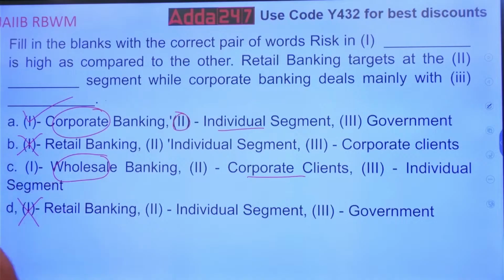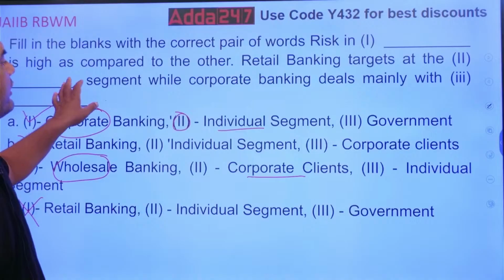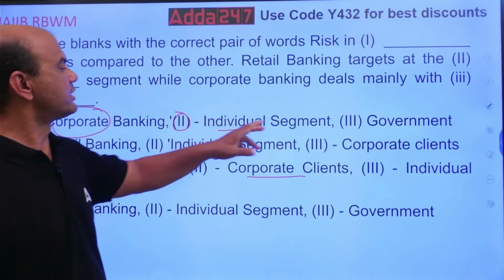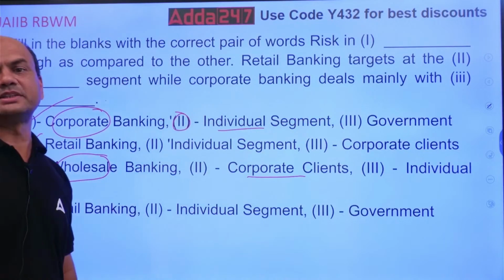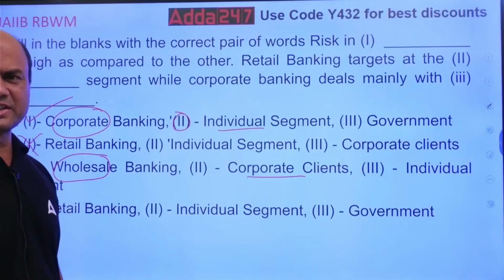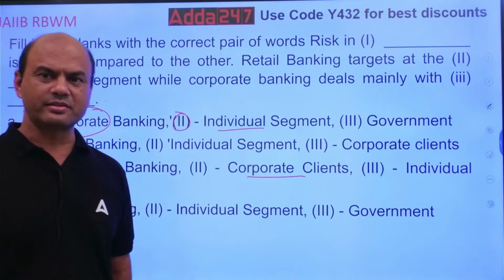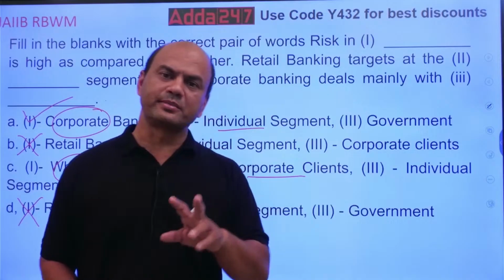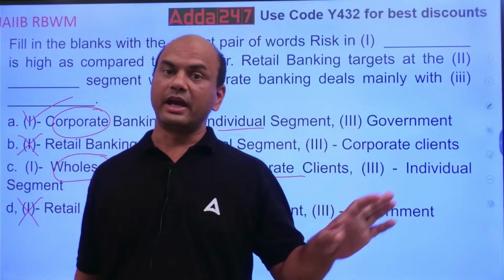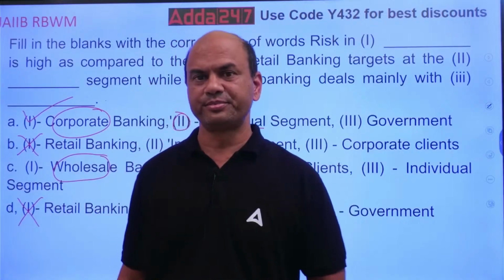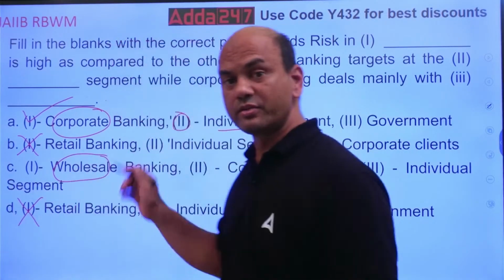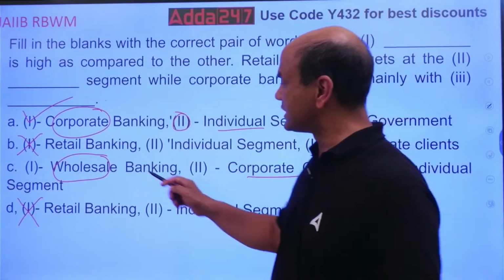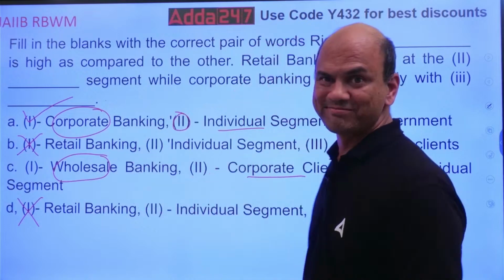Now check the third one then. Retail banking targets the individual segment, while corporate banking deals mainly with government. So that is right. Corporate banking deals with government departments. Of course, it deals with companies also. That's also an answer. But here government is given, so government is right. Corporate banking deals with two segments. One is the private sector, big ones, and the government sector. Both of them it deals in. So the answer is the first one, A. Kindly note this. One important point to be noted is wholesale banking and corporate banking are same.